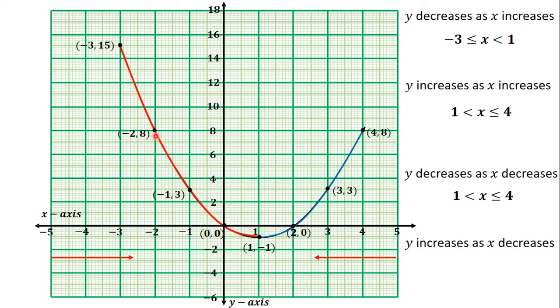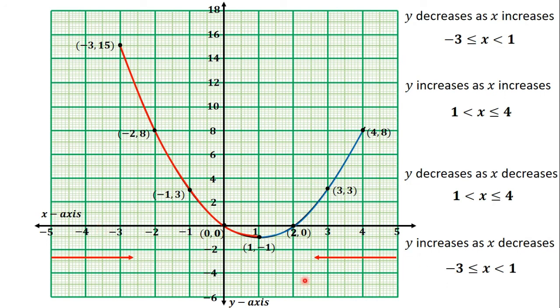The range of values of x for this part of the curve we already know is x values between -3 and 1. So as we move from right to left, the range of values of x for which y increases as x decreases is values of x between -3 and 1.